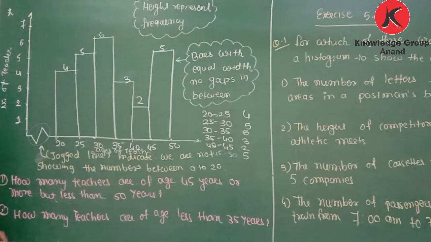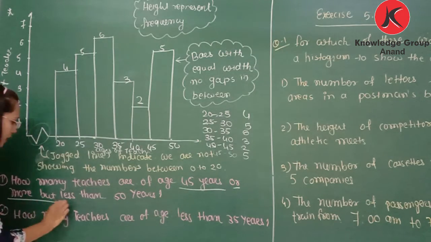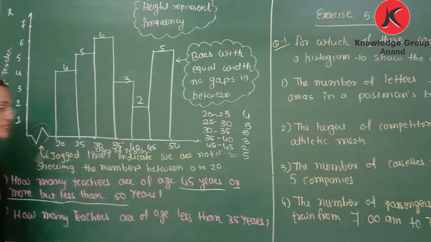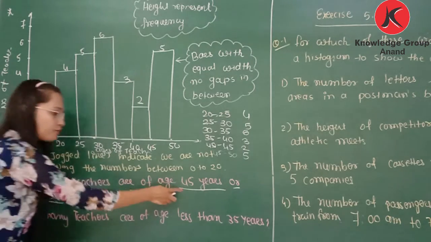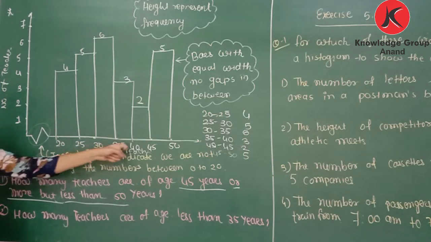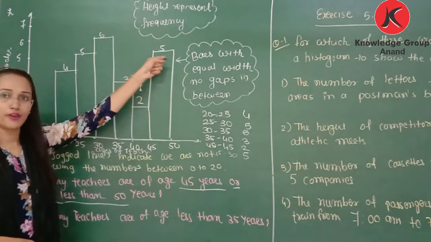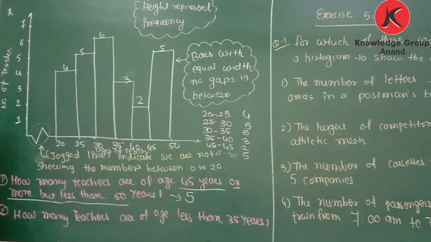Now question: how many teachers are of age 45 to 50? More than 45 and less than 50. It means how many teachers are there in the group of 45 to 50. So how many teachers are there in the group of 45 to 50? You can see there are 5. So we can say 5 teachers are there in the age group of 45 to 50.